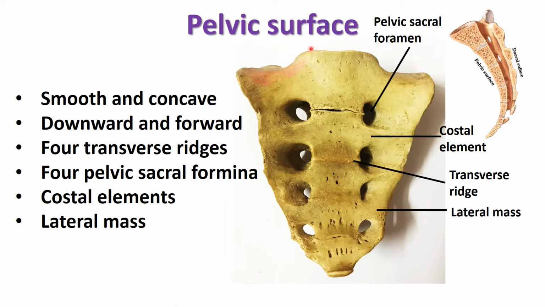The pelvic surface is smooth and concave. Here you can see the concave pelvic surface which is directed downward and forward. There are 4 transverse ridges in the middle portion which represent the lines of fusion of the 5 sacral bodies. So here you can see the sacral transverse ridges. Lateral to this there are the pelvic sacral foramina. So here are the 4 pelvic sacral foramina on either side.